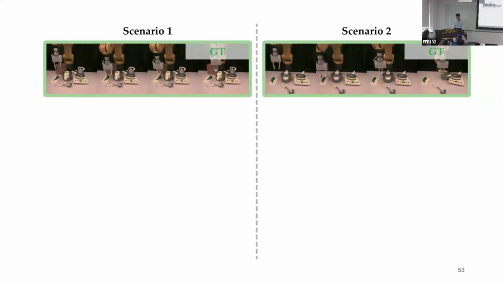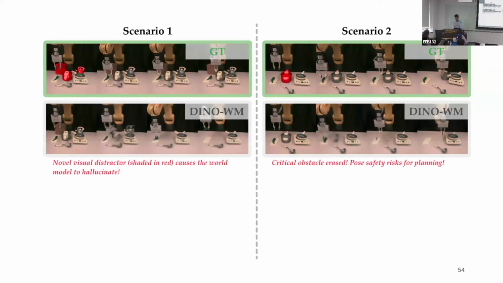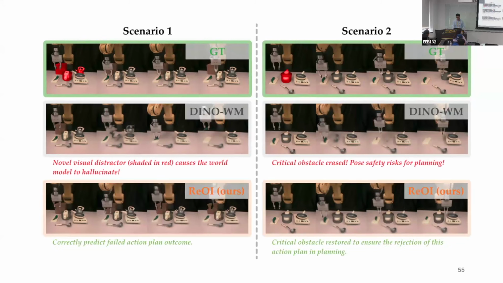And we have conducted real-world experiments with different random layouts in kitchen environments. We observed that unfamiliar distractors will cause off-the-shelf world models, in this case the Dino world model, to hallucinate and erase the target objects from the prediction. And our method, RealEye, can effectively mitigate these issues, align visual predictions with the ground truth, and reject those unsafe actions.